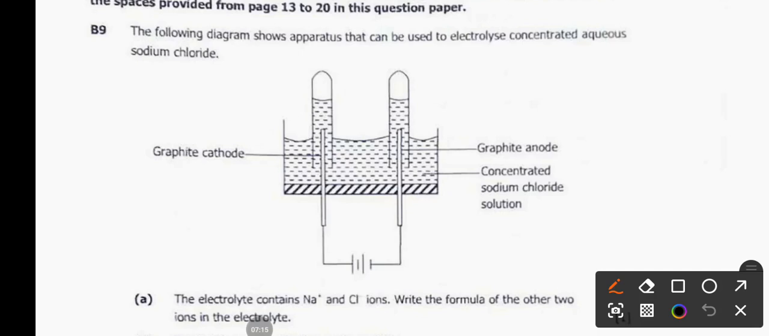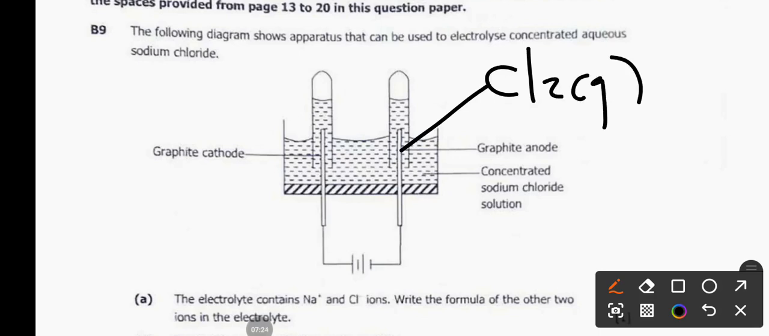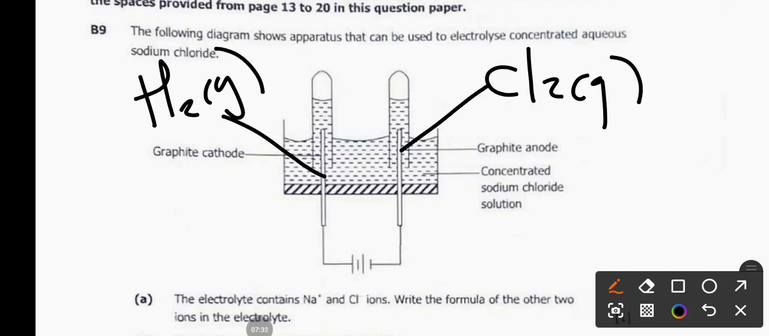As we have observed, at the anode, chlorine gas is discharged, and at the cathode, hydrogen gas is discharged. So the electrolyte, which had a total of 4 ions, and these are this, let me quickly write them down.